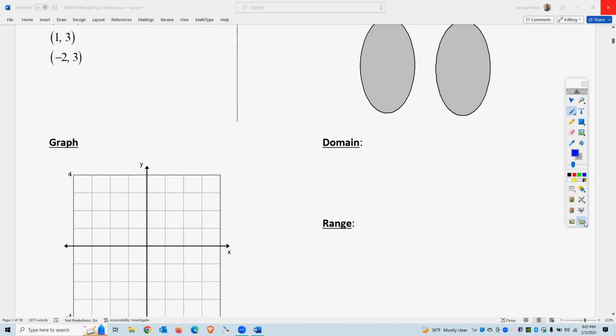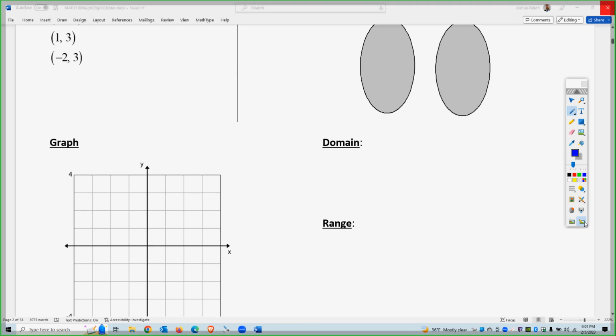Okay, come on screen. All right, (2, 3). I think it was what? (-1, 1), (1, 3), (2, 3), and (-2, 3). Right, and you notice no vertical lines actually intersect more than one point. So that's fine.